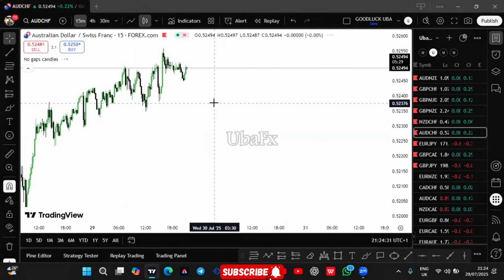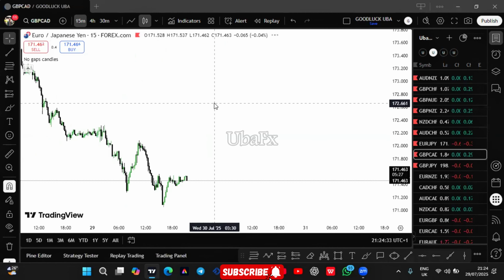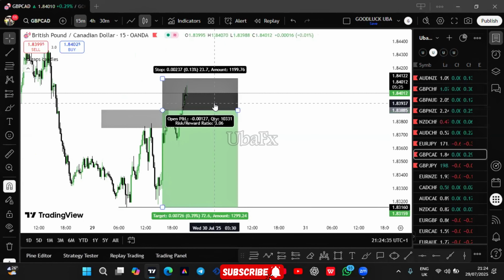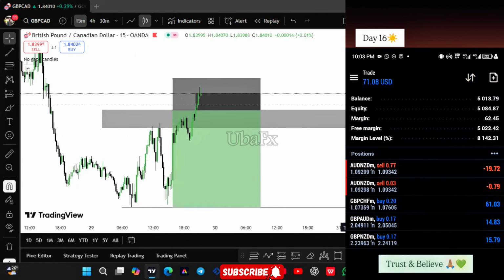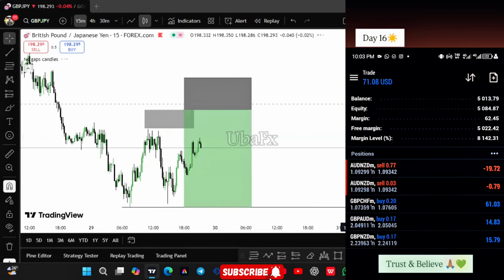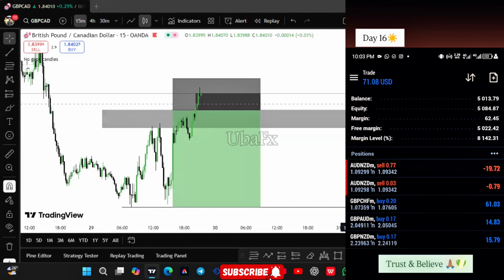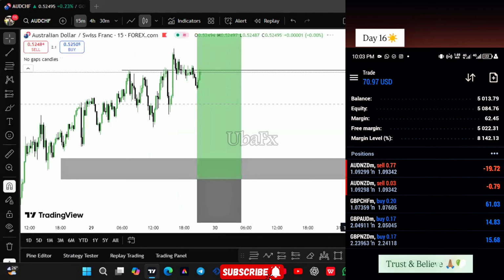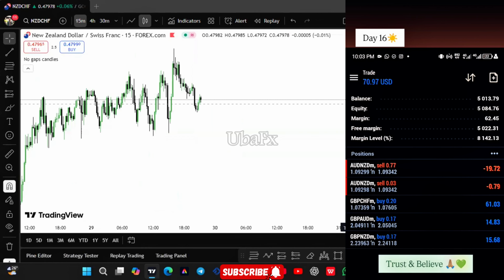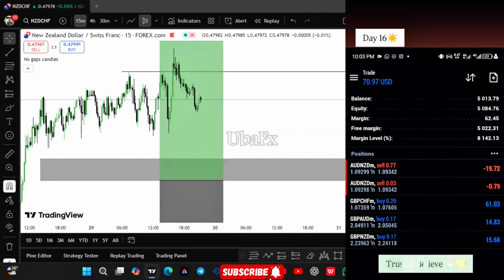I think that's all the trades I entered today. Those were the trades I entered today. Probably I would have entered this trade, but it didn't give me my confirmation. This one hasn't gotten to my point of focus. This one hasn't gotten to my point of focus.